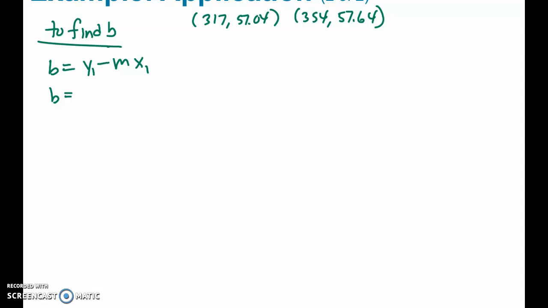One of the points was right here, so I'm just going to use this one. It does not matter which one you use, you'll get the same answer either way. The slope I found to be 0.016. Now, really, I should wait to round that to the very end. I might have a little bit of rounding error if I use it rounded. I'm just going to use it like that.